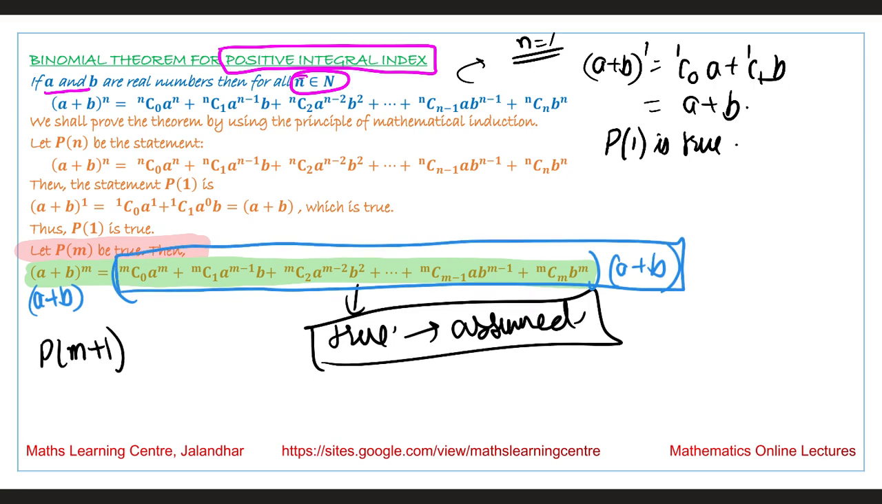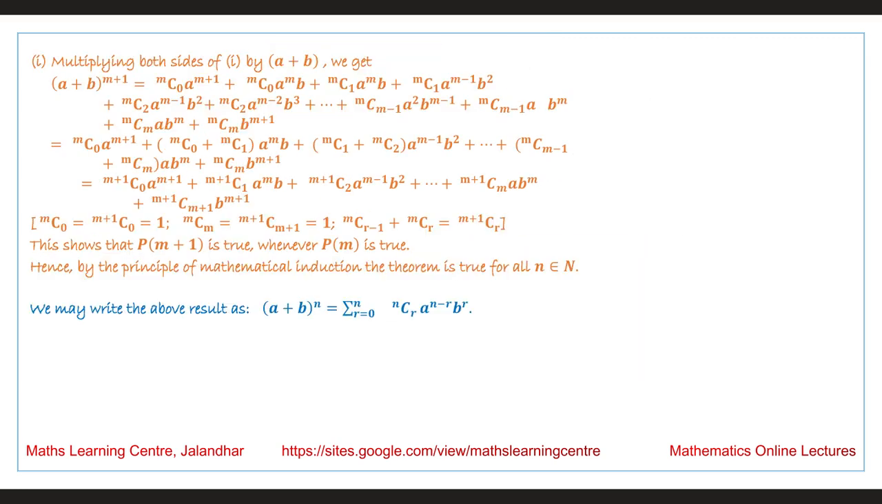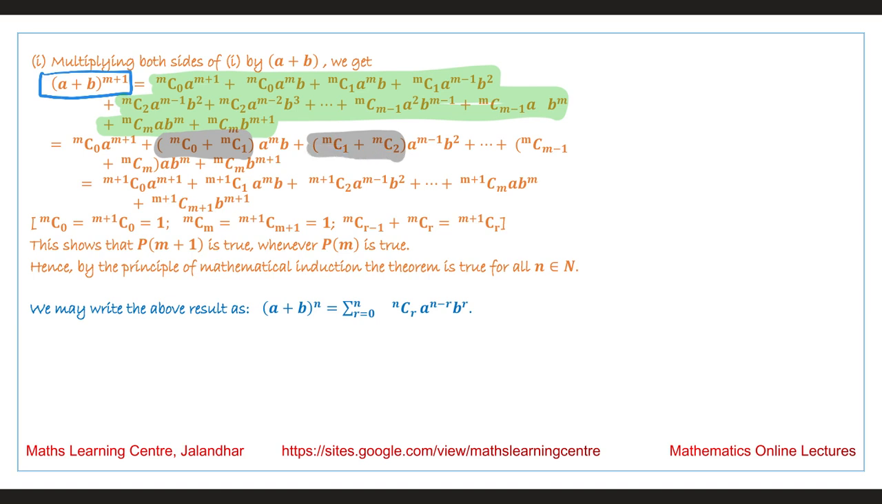Now look at this right hand side over here. When we multiply these terms, the left hand side will be (a + b) raised to the power m plus 1, and the right hand side will become in this form. We have multiplied all these terms with (a + b). What we have obtained over here is mC0 plus mC1. Next it is mC1 plus mC2 with this coefficient. Next it is mC(m-1) plus mCm, and last it is mCm.